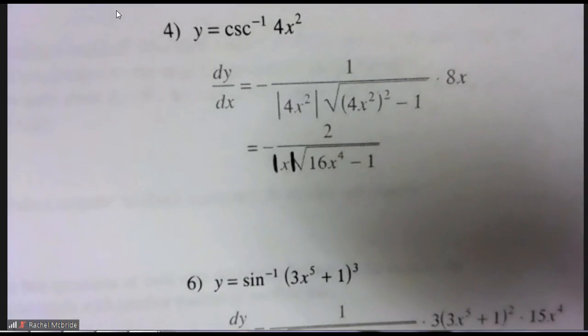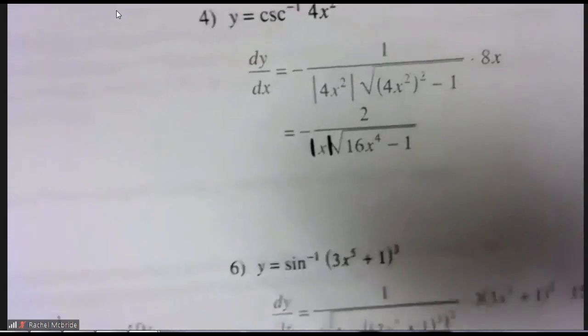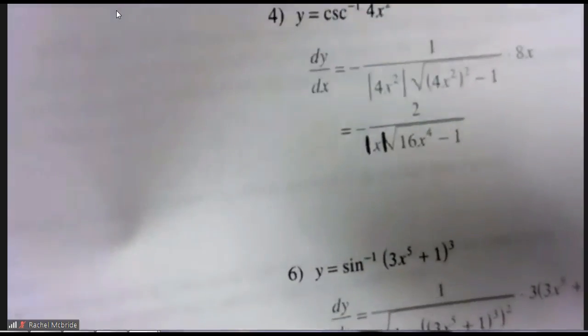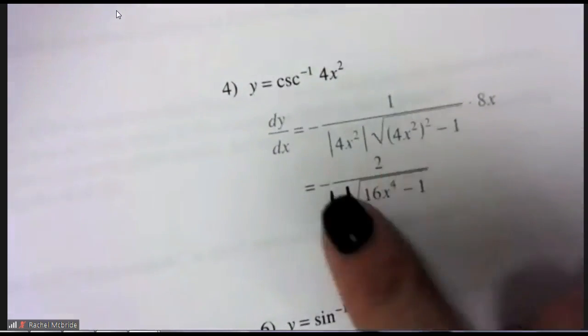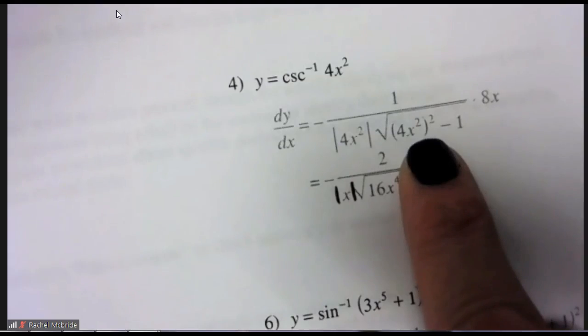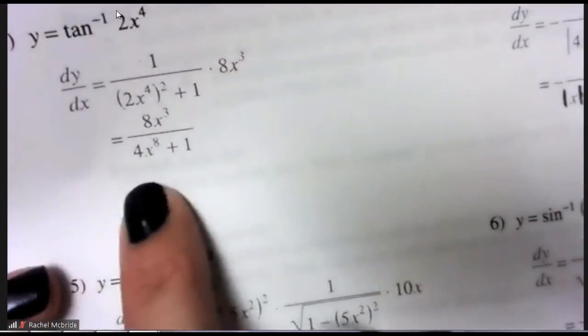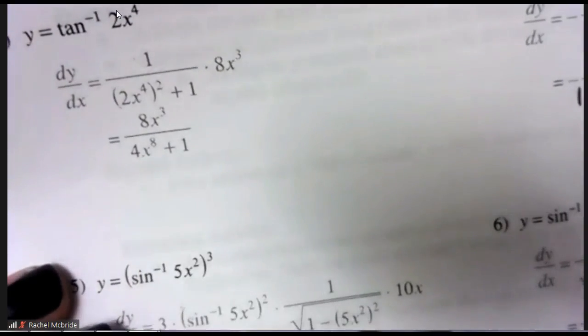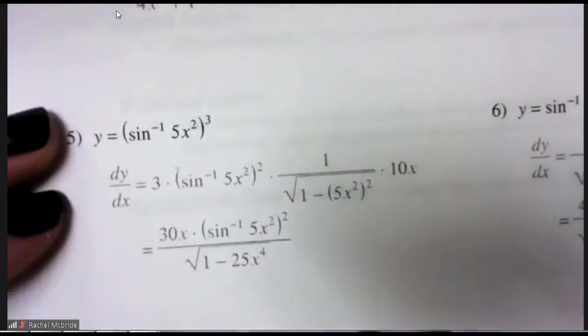Why is it that you can simplify that 8x but not the other in number 3? Because in this problem, the 4x squared is being multiplied to the square root, where here they're being added. Yep. You're welcome.